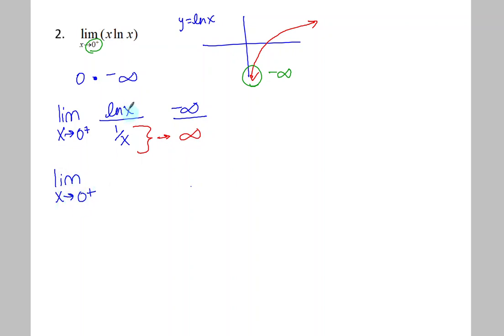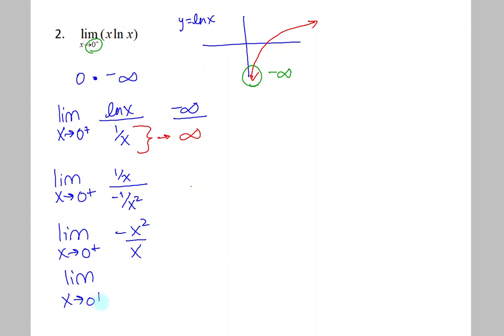The derivative of natural log x, the numerator, is 1 over x, and the derivative of the denominator, 1 over x, is negative 1 over x squared. Now I do prefer to simplify this before I try to use direct substitution. It's just easier. And I get negative x squared over x, which is the same as negative x. Plugging in 0 yields a valid limit of 0.